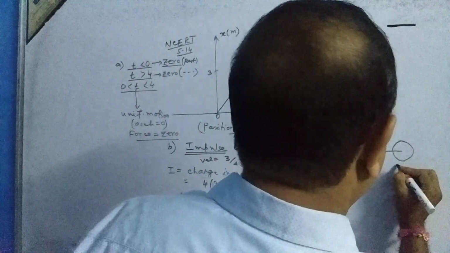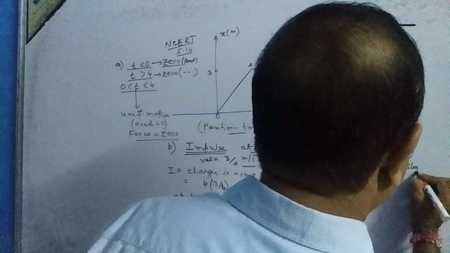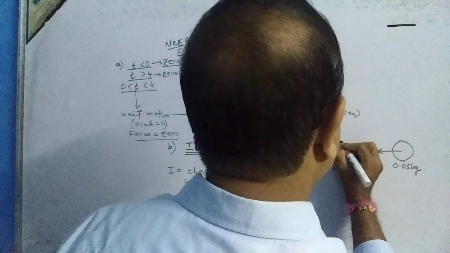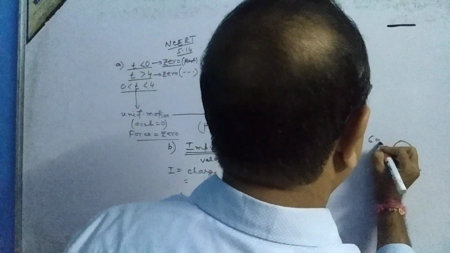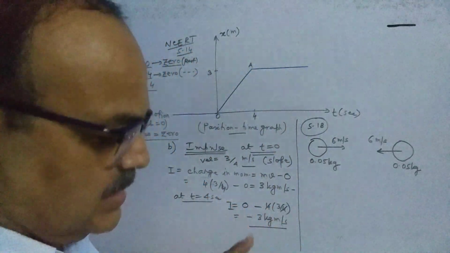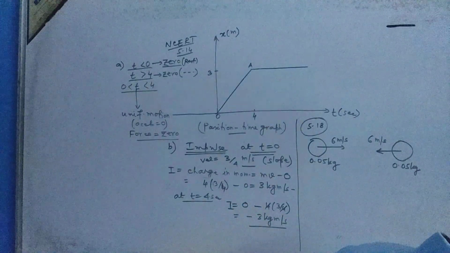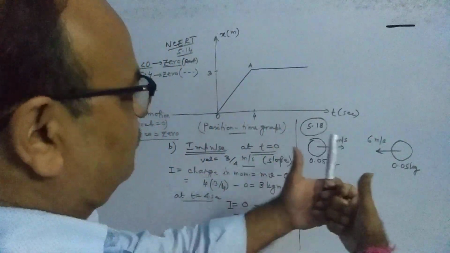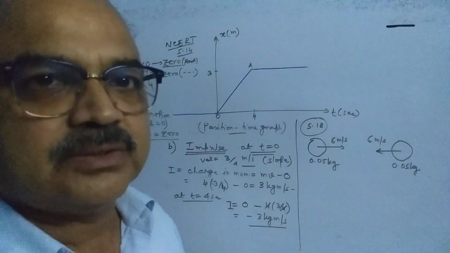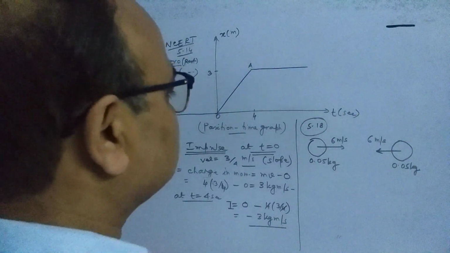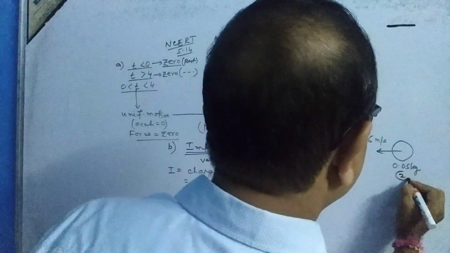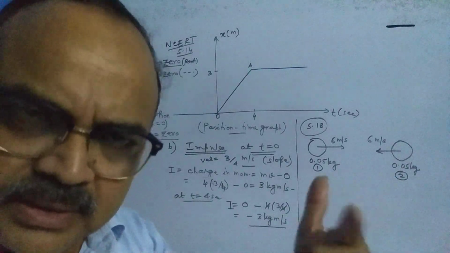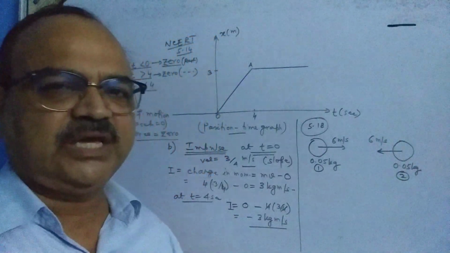0.05 kg here, also 0.05 kg, and they are moving with 6 m/s, here also 6 m/s. They collide and after that what happens? They collide and rebound with the same speed. All right, that means if this is the first ball and this is the second ball, if I consider the first ball, the same is for the second ball.